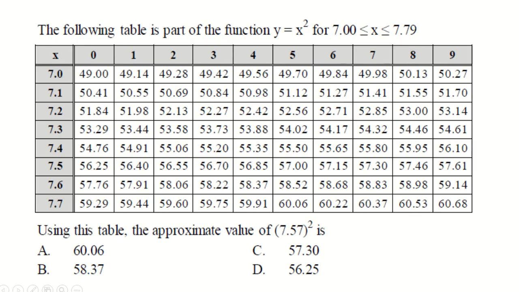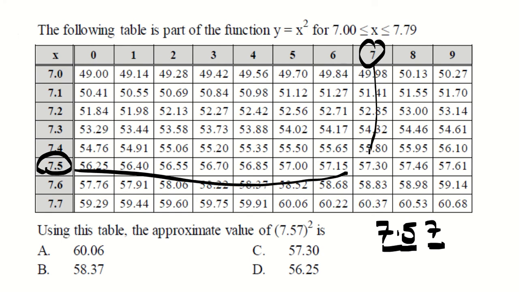Okay. The next question. The following table is part of the function y equals x squared between 7 and 7.79. Using the table, what is 7.57 squared? For 7.57, what to do first? Read the 7.5 from the column here, and the 7 from the row. Then see the intersection part. What is that? 57.30, which is C.